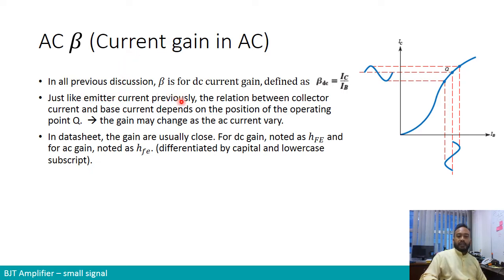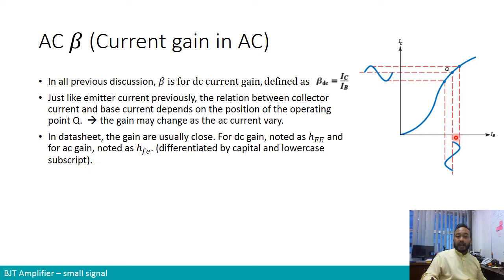In all previous questions, the beta that we looked up in the data sheet was the beta given for DC current gain. So it was defined as the ratio of collector current divided by base current. But just like with the emitter current, we have another curve of IC versus IB, which is basically the slope of the graph, and this would give us the gain of the BJT, beta. If we look at it, the curve is also not linear, and it depends. Remember, the beta depends on the operating point.